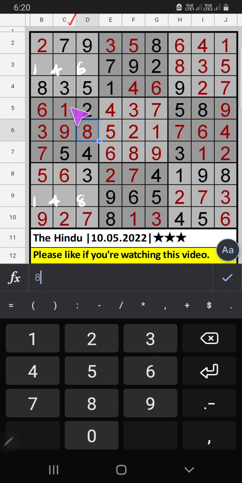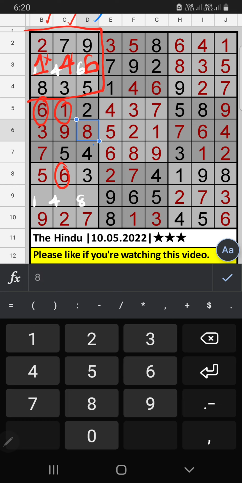Column C, we have 1 and 6. So 1 and 6 can't come in these cells. It will come in the 2 cells. Column B, we already have 6. So 6 can't come in the cell. 6 is confirmed here. Then 1 is here. Then in the first row, only 1 number is remaining. 4 is confirmed here.